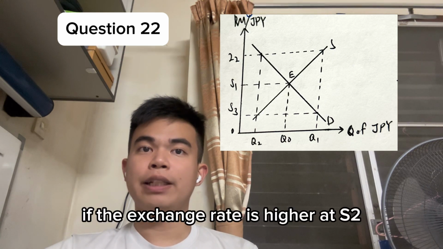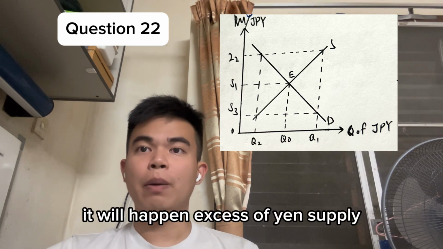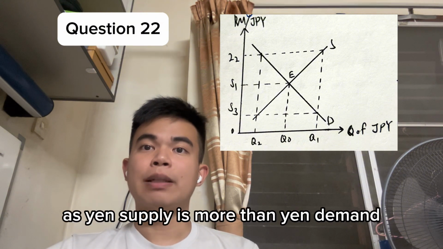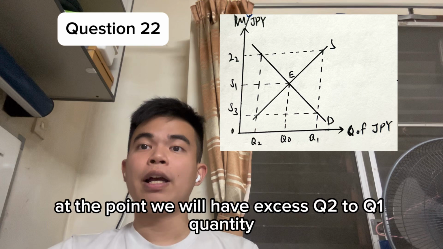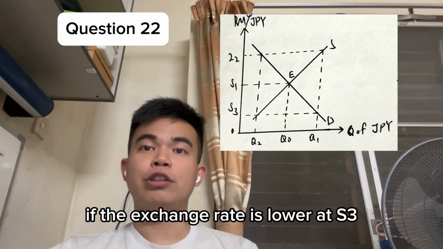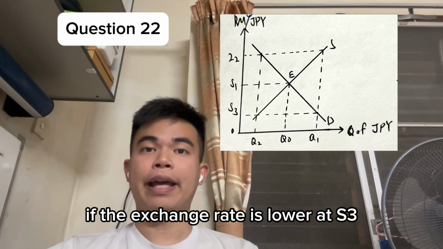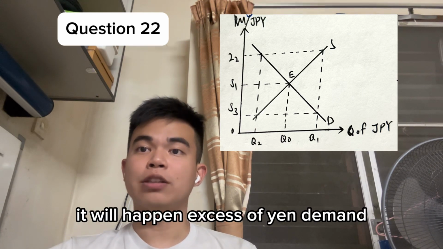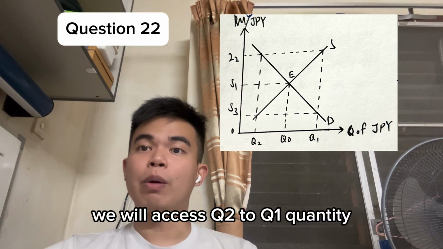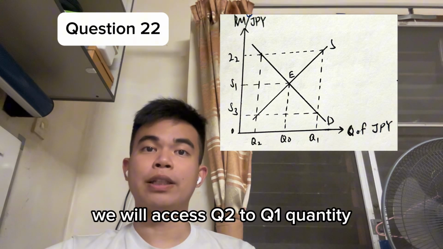If the exchange rate is higher at S2, there will be an excess of yen supply. As yen supply is more than yen demand at that point, we get the gap from Q2 to Q1 in quantity. If the exchange rate is lower at S3, there will be an excess of yen demand. As the demand is more than supply, we get the gap from Q2 to Q1 in quantity.